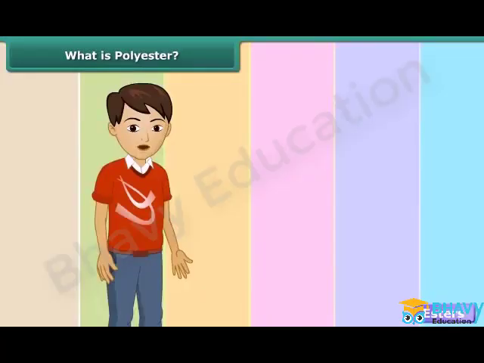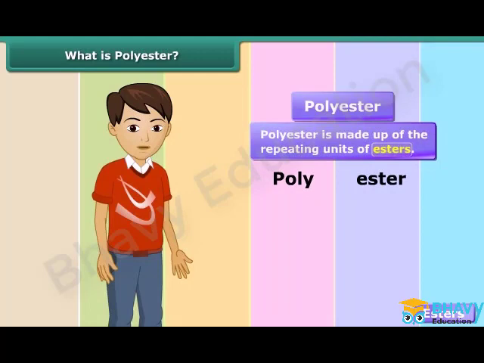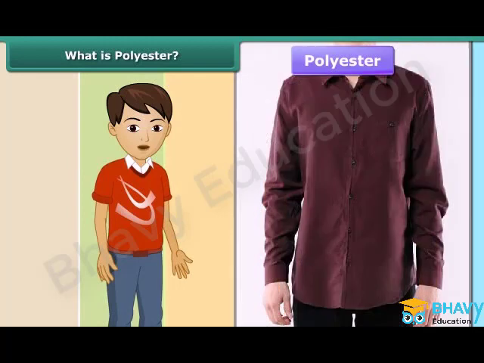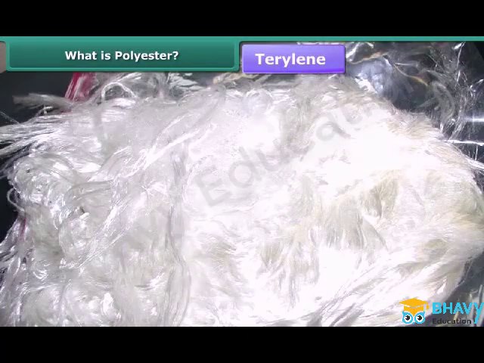Can you guess just by hearing the word polyester what it is made up of? As the word polyester comes from words poly and ester, it is clear that it is made up of repeating units of esters. You must have seen people wearing nice polyester shirts and other dresses. Fabrics made of this fiber do not get wrinkled easily, remain crisp, and are easy to wash. Have you ever heard of terylene? It is a popular polyester fiber.